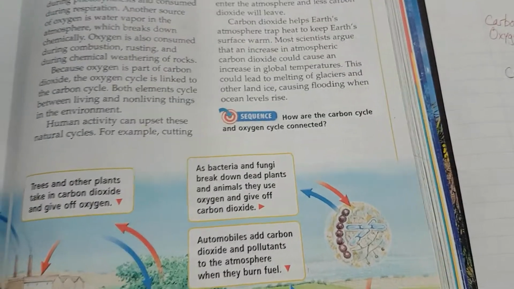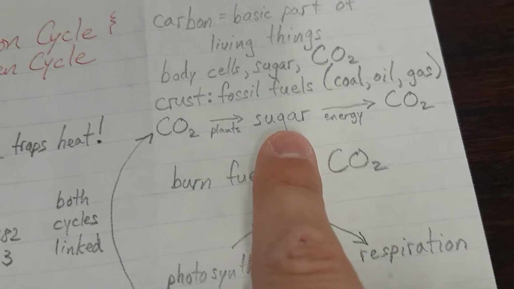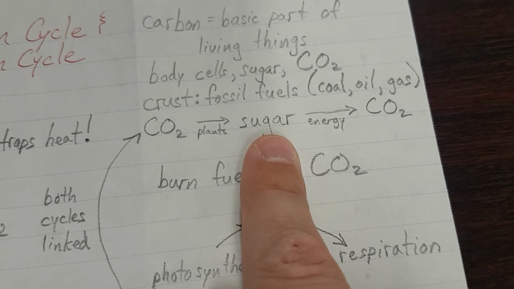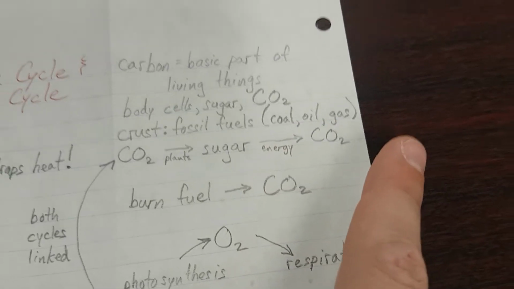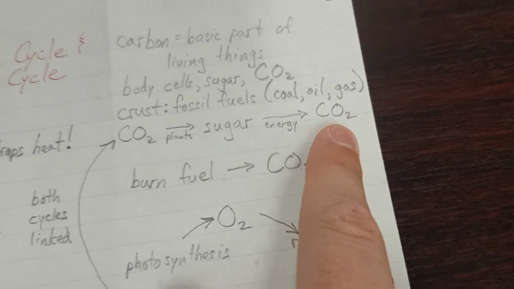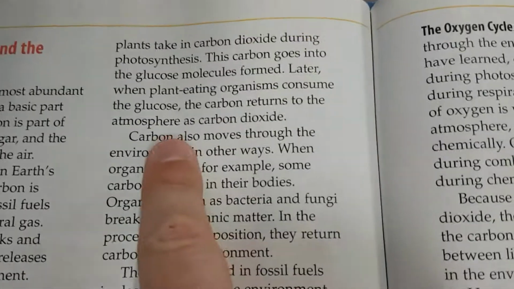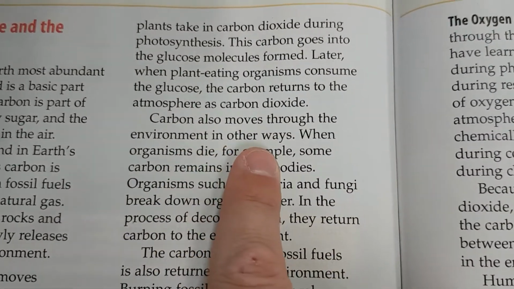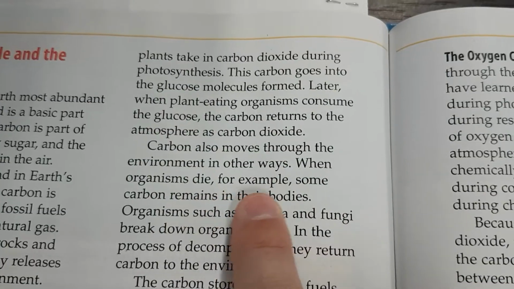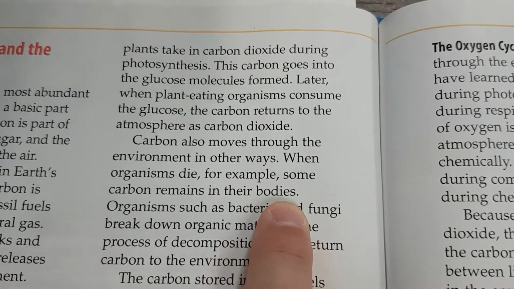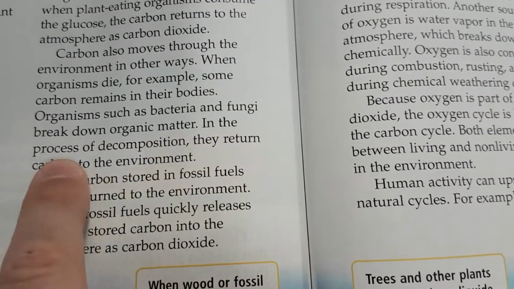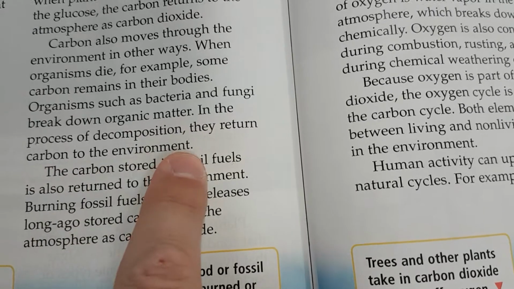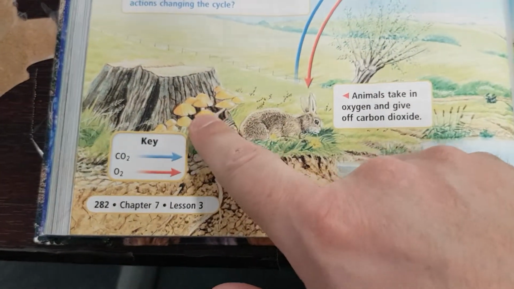Remember the previous question? It asked, what are the steps in respiration? Well, there you go. Sugar or glucose is consumed, broken down to get energy out of it, and then you're left with the byproducts of water and carbon dioxide all over again. Carbon also moves through the environment in other ways. When organisms die, for example, some carbon remains in their bodies. Organisms such as bacteria and fungi break down organic matter. In the process of decomposition, they return carbon to the environment. Okay, that's going to be like the mushrooms over here.